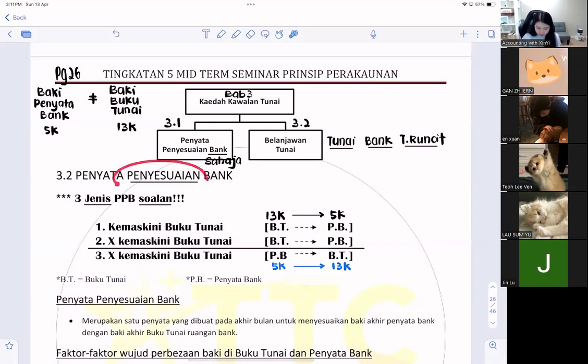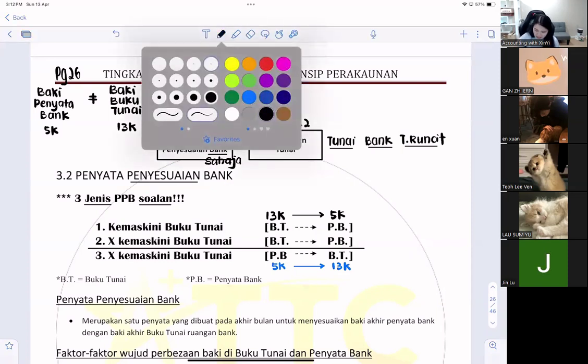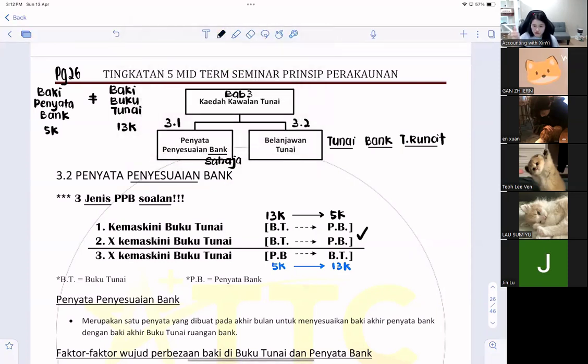We will prepare the Penyata Penyesuaian Bank. Okay, so what is prepared by the bank is already done. You cannot change that. If you want to change, you have to create this Penyata Penyesuaian Bank to do it. Okay, so we have 2 methods lah. The first method is we consider the Penyata Bank to be correct. The second method, we consider the buku tunai to be correct. So you can only choose from these 3 methods, one of them.